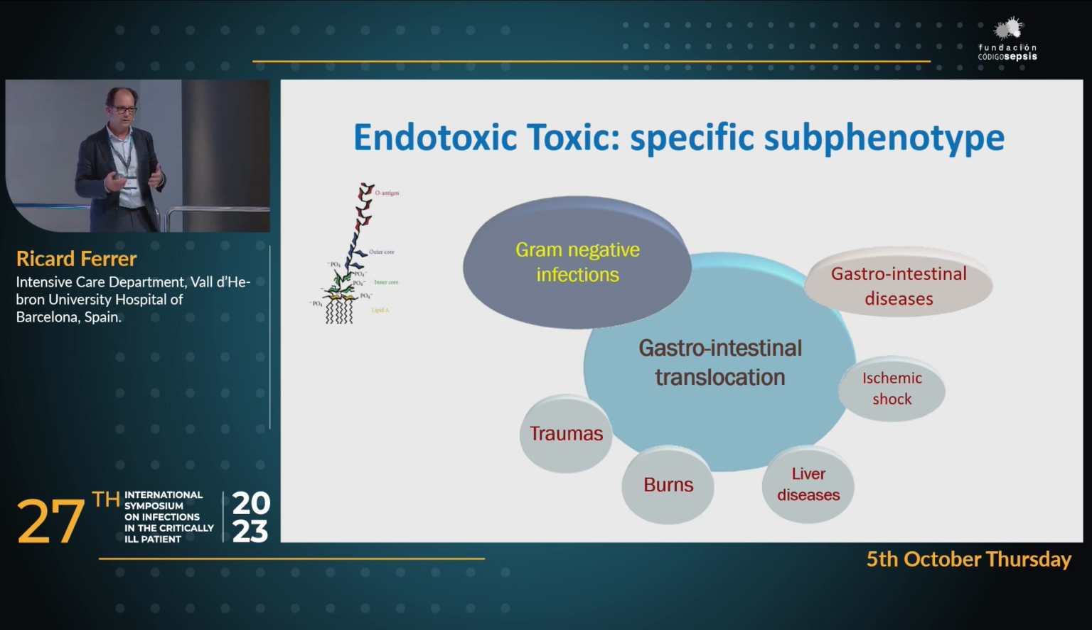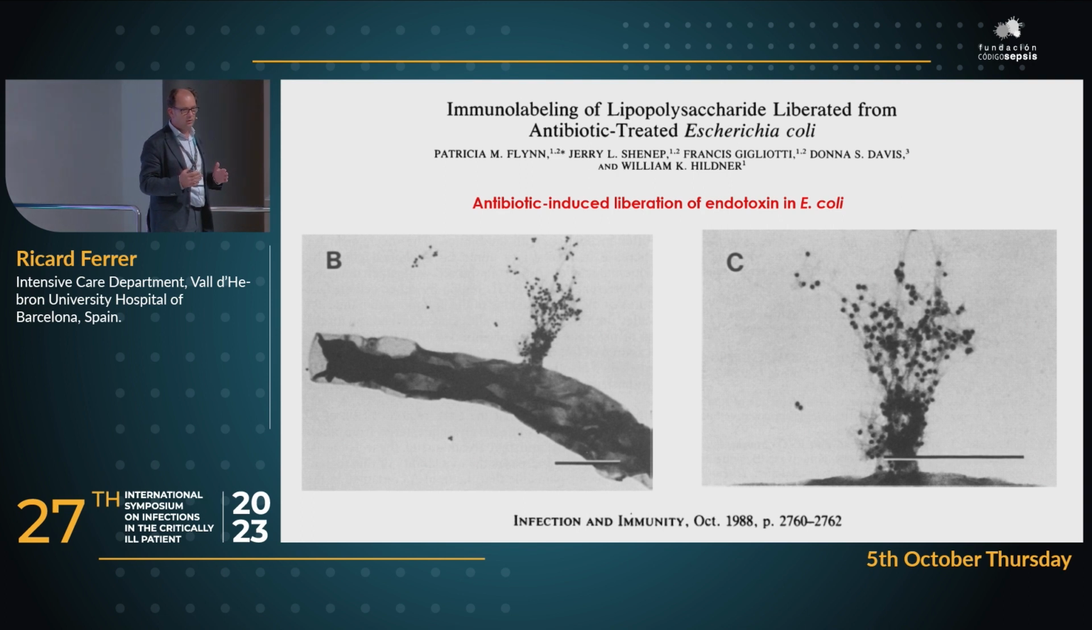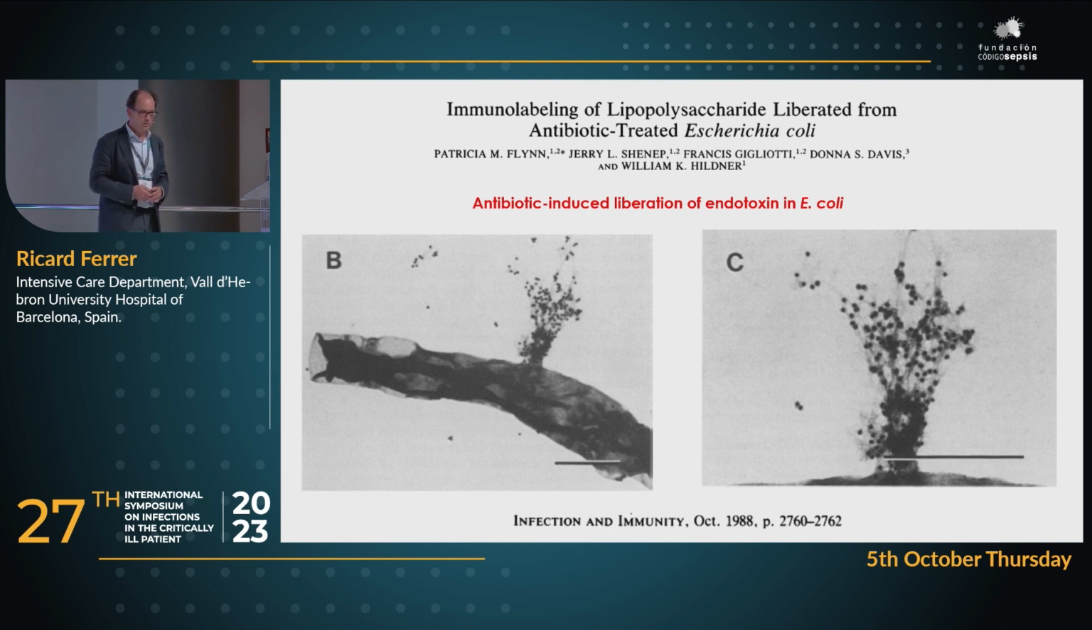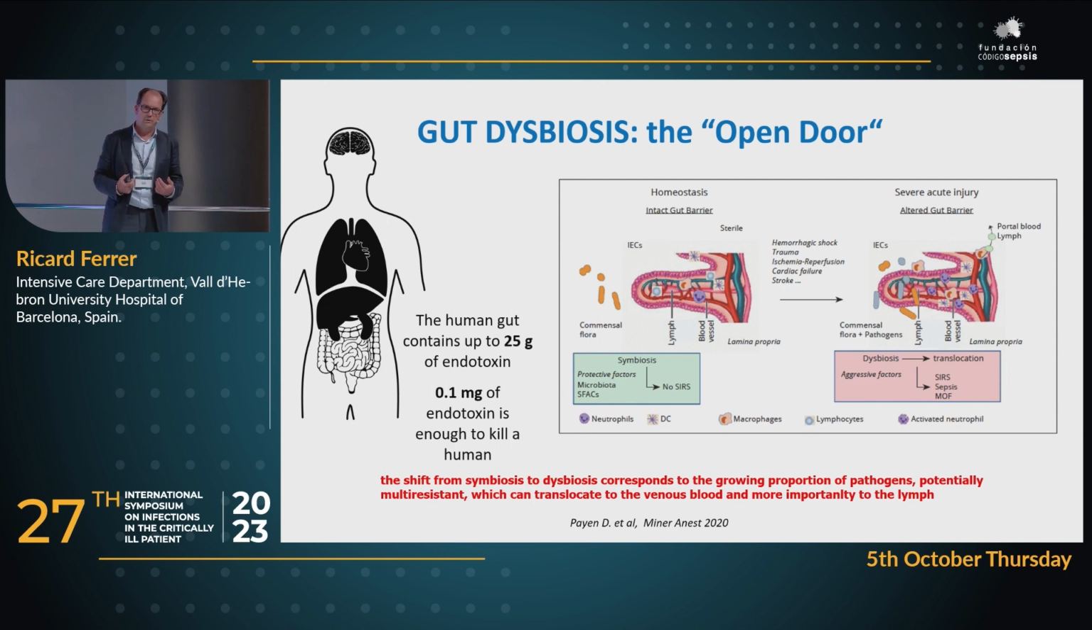Endotoxic shock means that the concentration or the activity of endotoxin in the blood is high, and this endotoxin is coming from gram-negative infection and also from gastrointestinal translocation. So after the lysis, you know that endotoxin is a component of the cell wall of gram-negative bacteria. So when there is a lysis by antibiotics, there is a huge liberation of endotoxin, but also there is endotoxin coming from the gut.